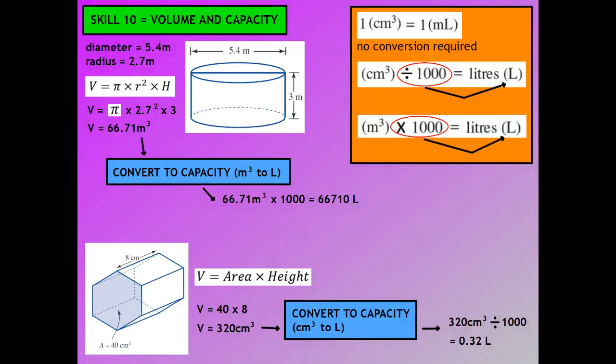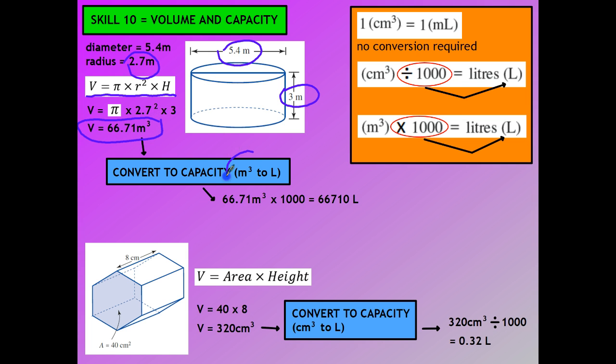Here we've got another example, and we're looking at a cylinder. The cylinder has a diameter of 5.4 metres and a height of 3 metres. We halve the diameter so that we've got a radius of 2.7 metres. Remembering, we find the volume first and then we convert to capacity. So we find the volume using the volume formula for a cylinder, pi times r squared times h, which is pi times 2.7 squared times 3, and it gives us a volume of 66.71 metres cubed.